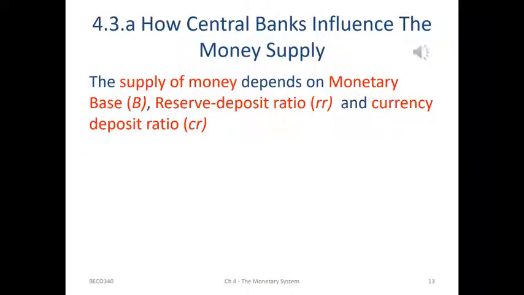Part 3. How central banks influence the money supply. The supply of money depends on the monetary base, denoted by B, the reserve deposit ratio, denoted by RR, and the currency deposit ratio, which is represented by CR.